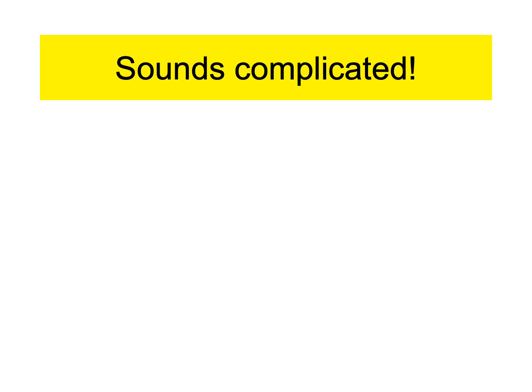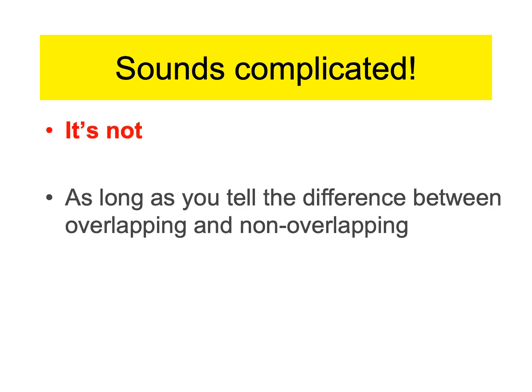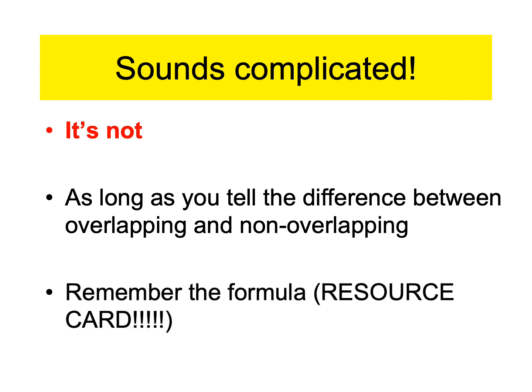It definitely sounds complicated. It's not. It's pretty simple. But, right, there's always a but, you have to be able to tell the difference between an overlapping and a non-overlapping event, right? So you have to be able to tell the difference between a mutually exclusive and an overlapping event. And then you've got to use the right formula.